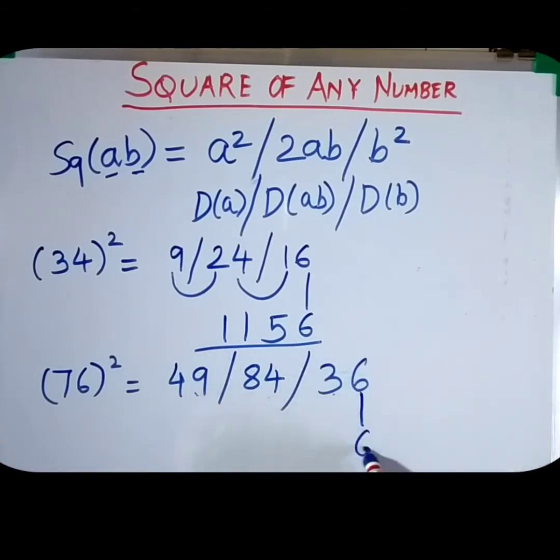Taking 6 as it is. 3 plus 84 is 87. 8 carry over. 8 plus 49 is 57. So 7 and 5. So the square of 76 is 5776.